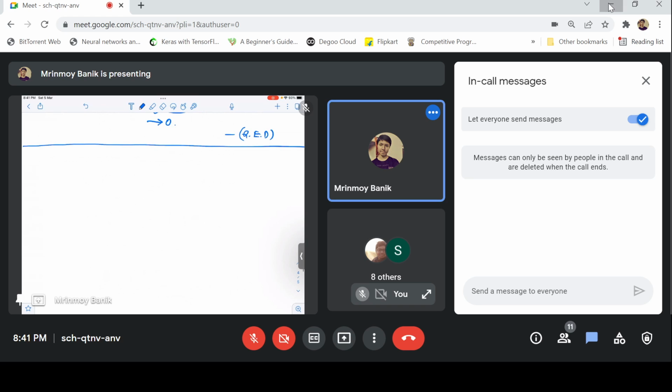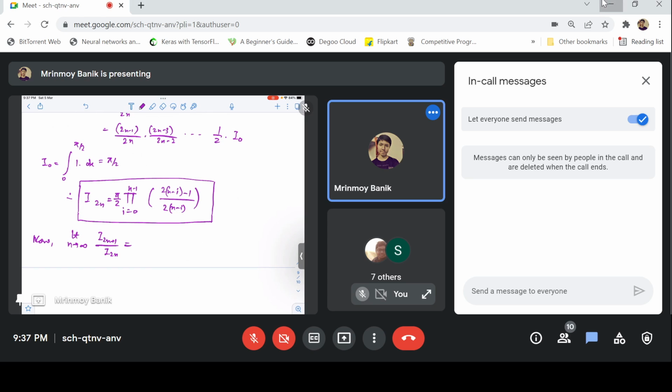So now we can try and find the limit as n tends to infinity of I_(2n plus 1) by I_(2n). So what is this limit?